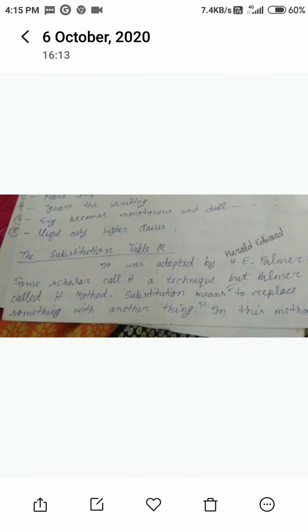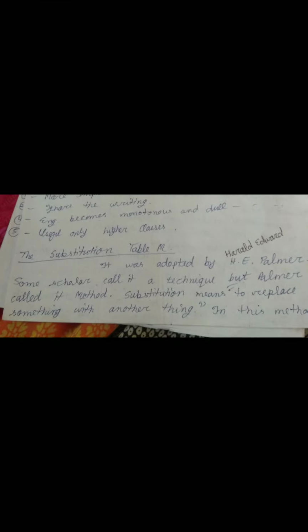Hello students, today's topic is the substitution table method. Last time we studied about Dr. West's new method. What is the substitution table method? It was adopted by H.E. Palmer. What was the full name of H.E. Palmer? Harold Edward Palmer. Some scholars call it a technique, but Palmer called it a method.